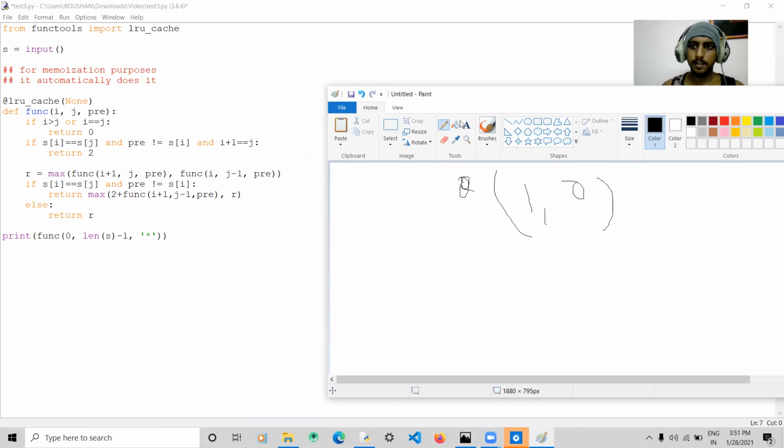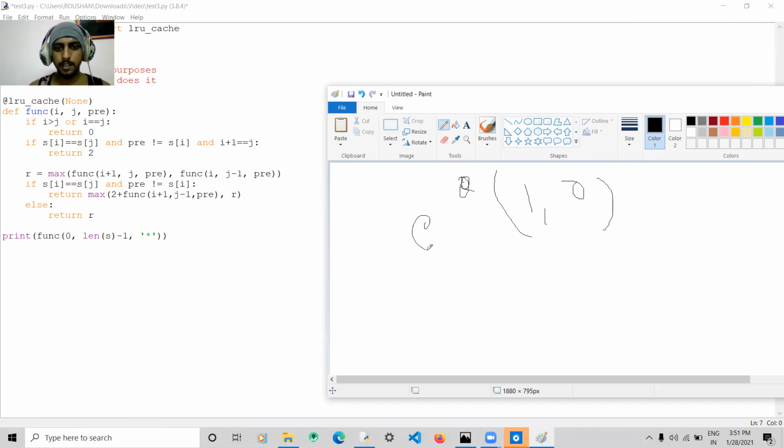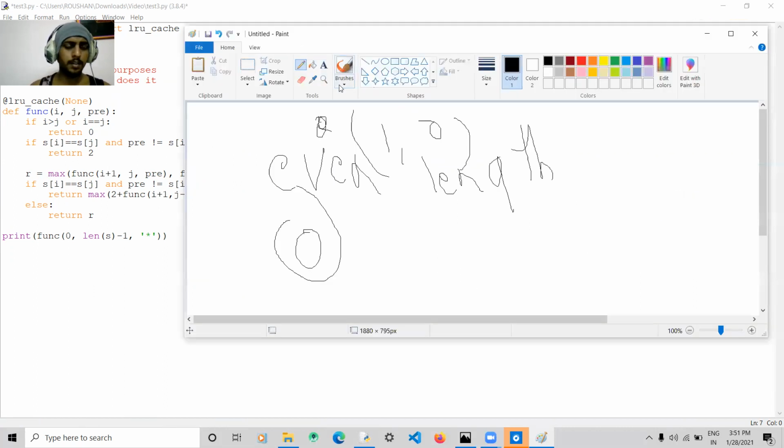Also notice that we are only interested in even length palindromes. So every odd length palindrome is 0. I mean, they are bad. We are not considering odd length palindromes because we need to take the mirror type, something like this, according to the question. A B A B A B A.